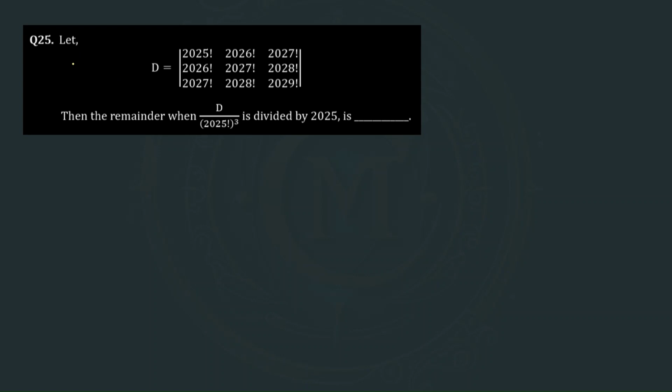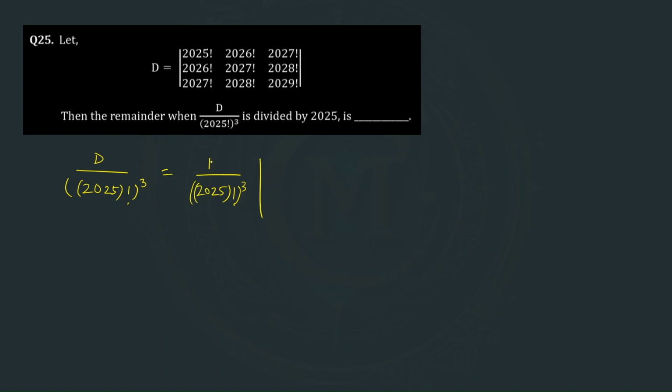It is saying that let D equal to this determinant. Then the remainder when D divided by (2025 factorial) whole cube is divided by 2025 is what? So we have to find the remainder when this quantity is divided by 2025. So let us decode this quantity first. This quantity will be D by (2025 factorial) whole cube. It will be equal to 1 by (2025 factorial) whole cube times this determinant.